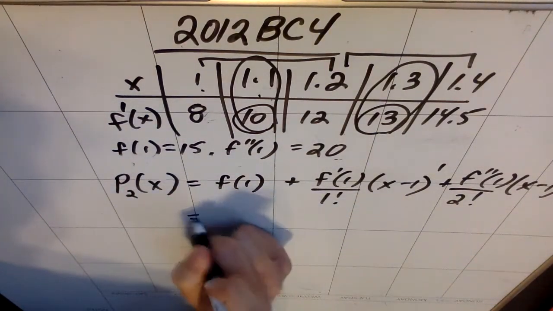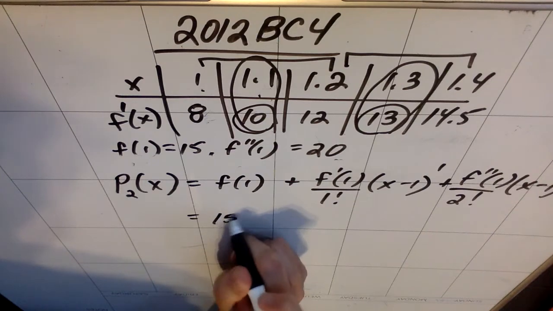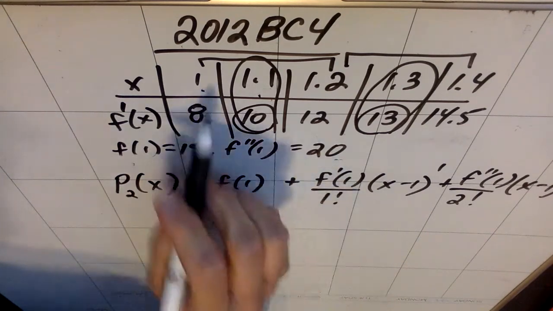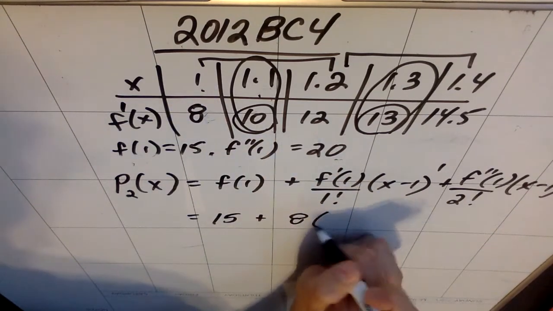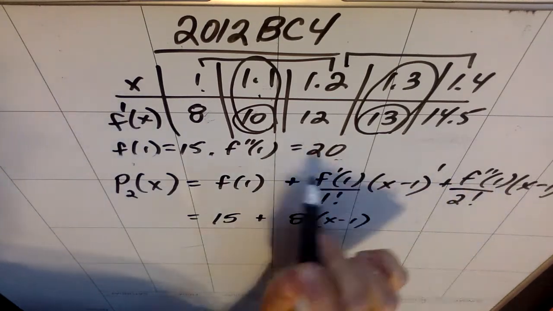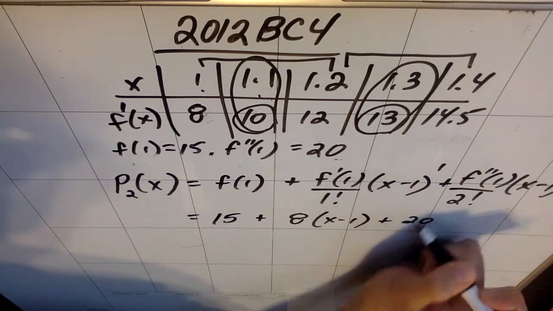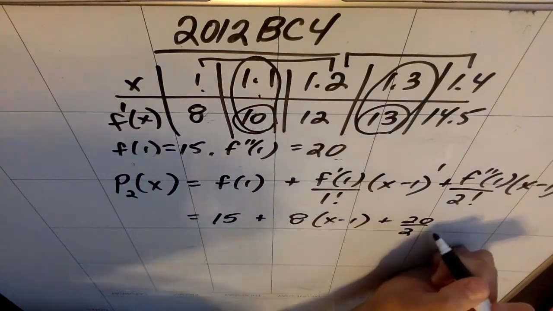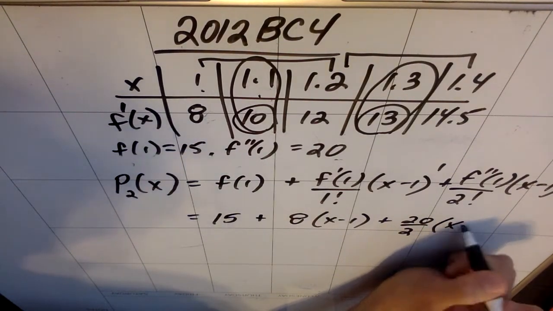Well, I know all of these numbers thanks to the table and everything else. I know f of 1 is a 15. I know f prime of 1 is an 8 over 1, so I don't bother to write it, times the quantity x minus 1. And I know f double prime of 1 is a 20 over this 2. If you want to make it a 10, great. 2 factorial is a 2 for the record.